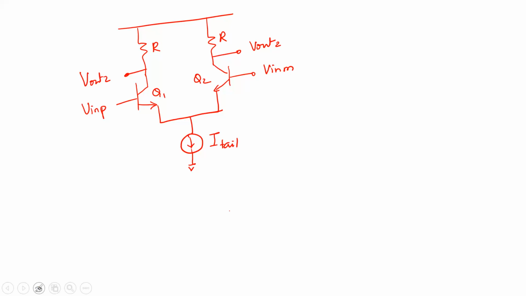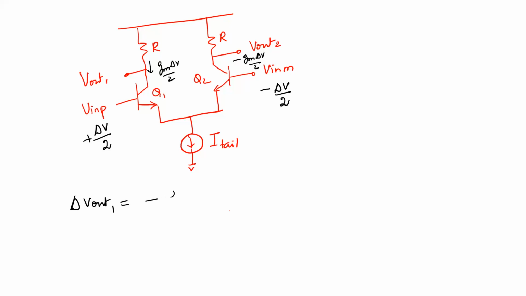Basically, just to reiterate, if there is a delta V by 2 on the plus side and minus delta V by 2 on the minus side, the current that is going to flow here is Gm delta V by 2, and this is minus Gm delta V by 2, right? So because of this, delta Vout1 is basically equal to minus Gm delta V by 2 into R, and delta Vout2 was plus Gm delta V R by 2. This is because as more current flows, there is more drop across the resistor, and therefore Vout1 goes low.